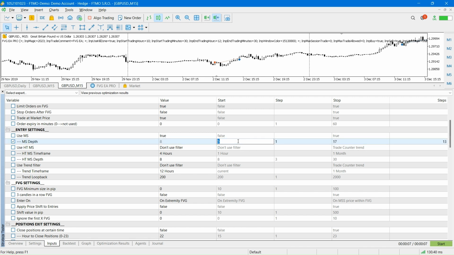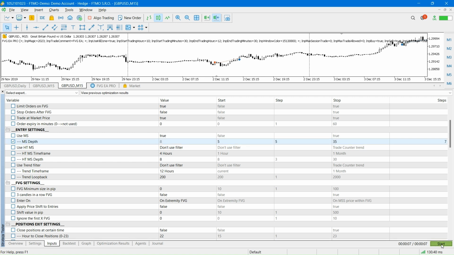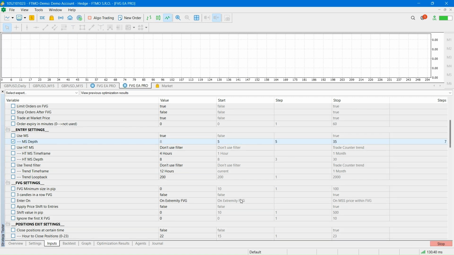And we can do better. Let's say we go from 5 to 35 in steps of 5. Here I'm doing really big steps. The idea is to see where would be the best scenario for me. Let me start and I'll show you what I mean by the best scenario.